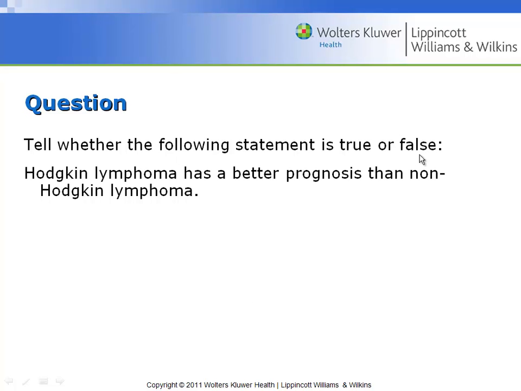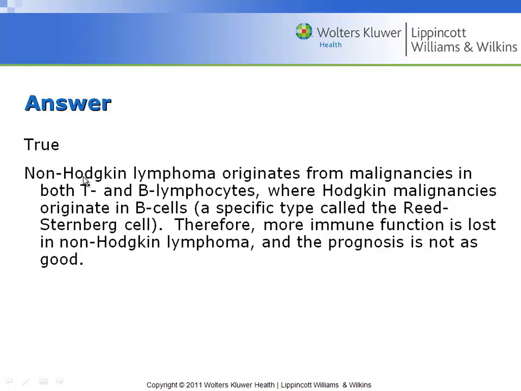So question, tell whether the following statement is true or false. Hodgkin lymphoma has a better prognosis than non-Hodgkin lymphoma. And the answer should be true because non-Hodgkin's is both B and T. Hodgkin's is B cells, and there's a Reed-Sternberg cell that's specific to it that you can see microscopically. So more immune function is lost in non-Hodgkin's lymphoma.